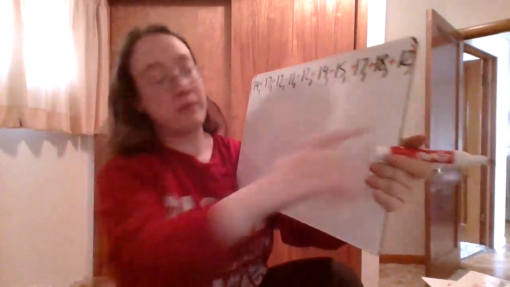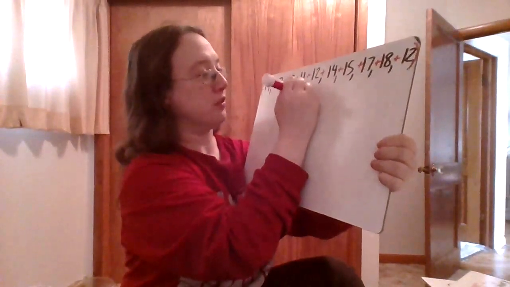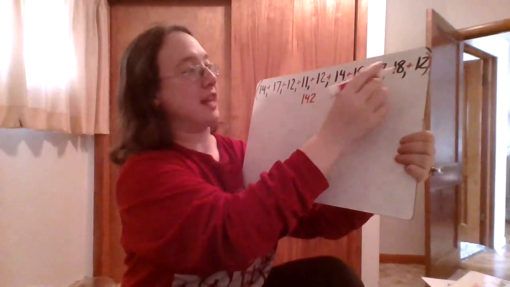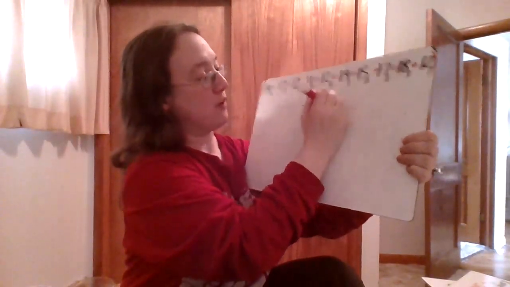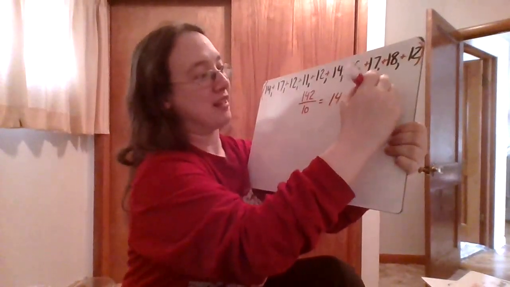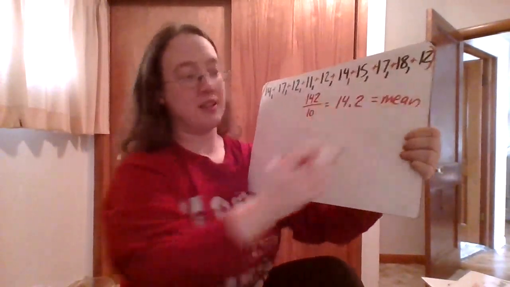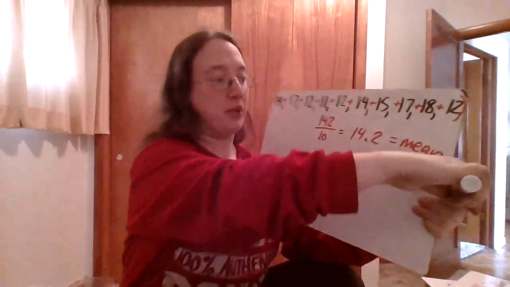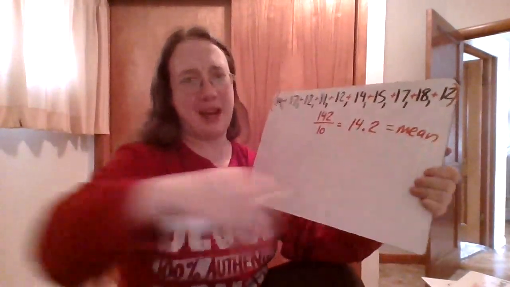So if you add them all up, that gives you 142. And then if we divide that by 1, 2, 3, 4, 5, 6, 7, 8, 9, 10 things, we've got 14.2, and that's our mean. Alright, now you may have noticed your mean you can find without having to put anything in order. Your median, we're going to have to put these in order.